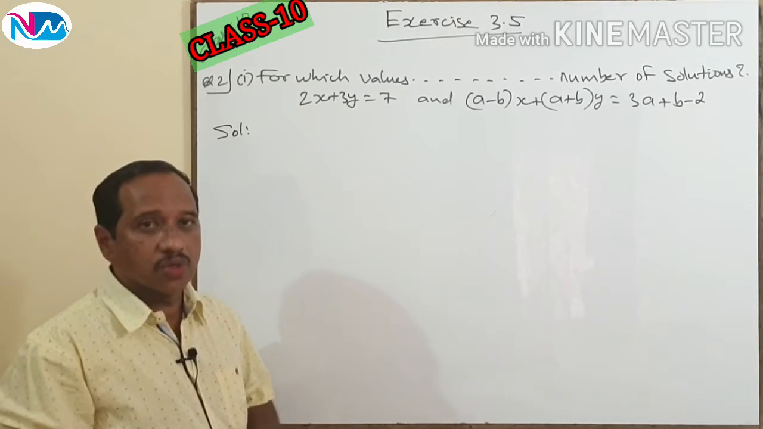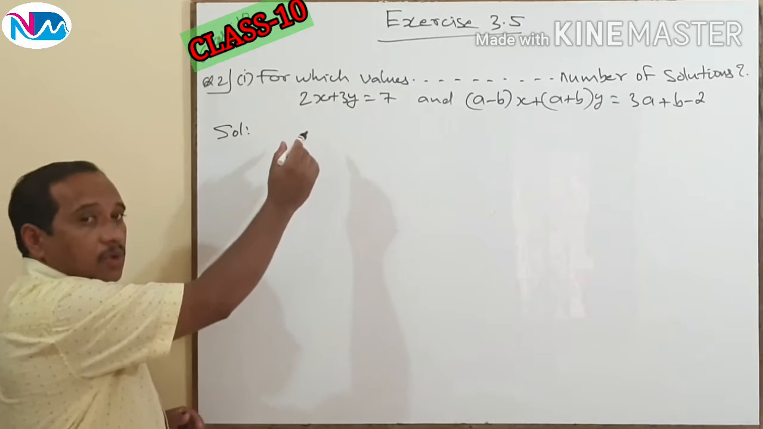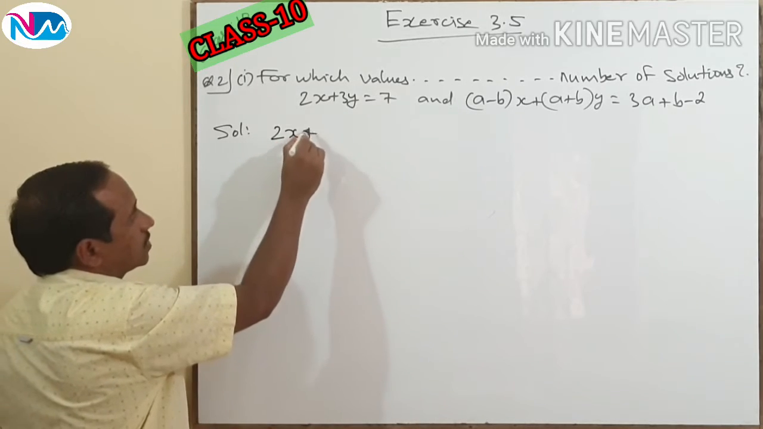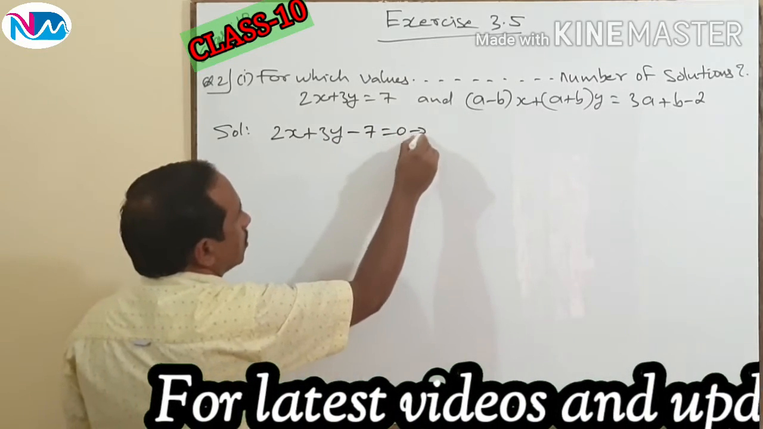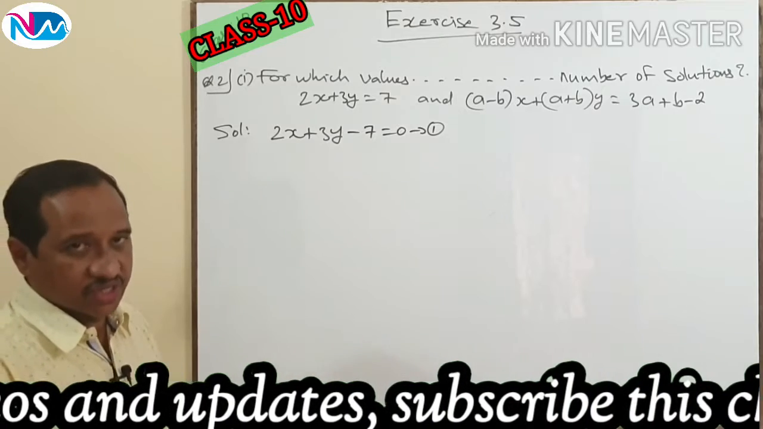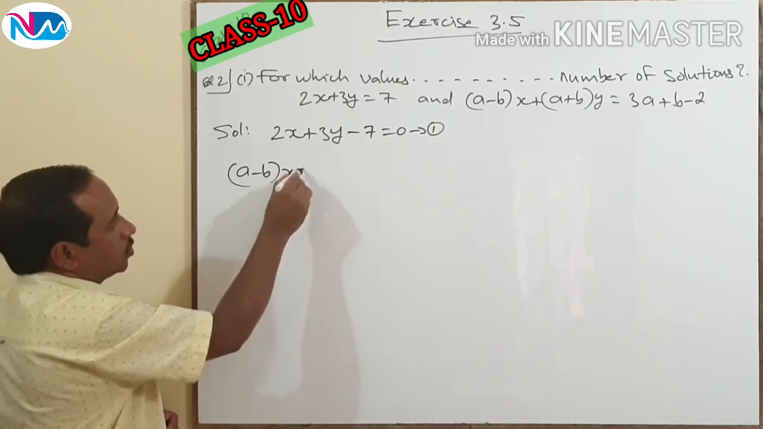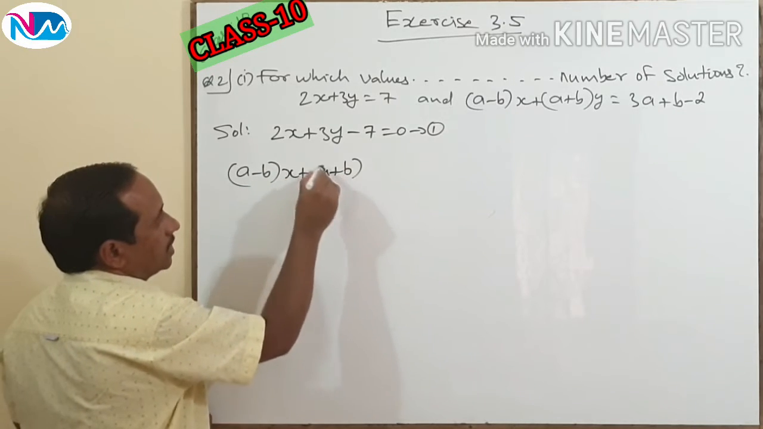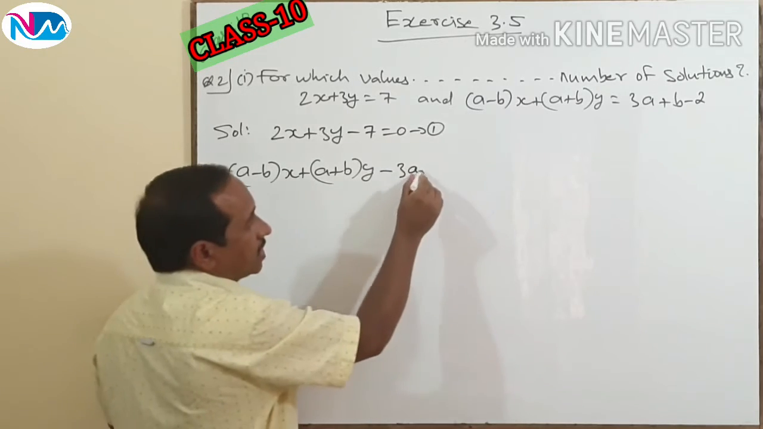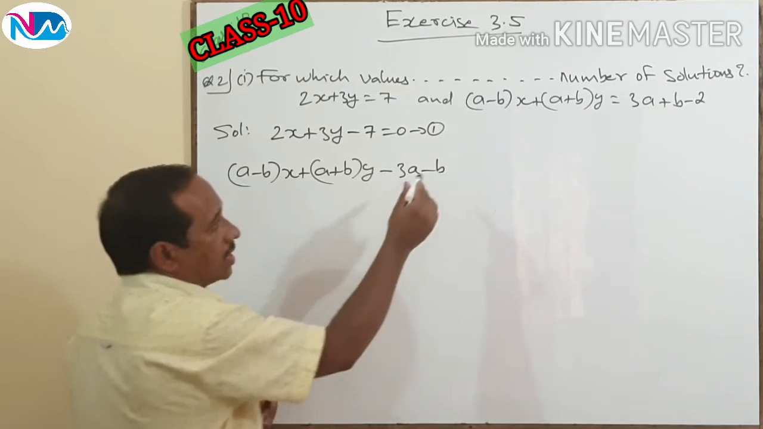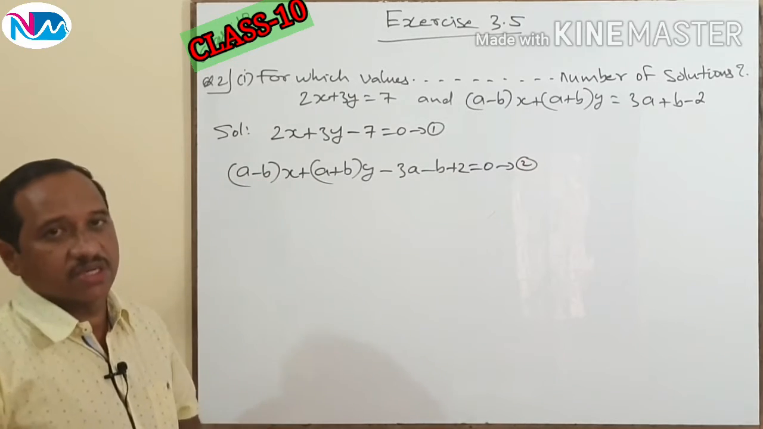First of all, we have to write both the equations in two variables in the standard form. So, on writing the first equation in the standard form, we get 2x plus 3y minus 7 is equal to 0, which is equation number 1. And the second equation becomes (a minus b)x plus (a plus b)y, minus 3a minus b plus 2 is equal to 0, which is equation number 2.